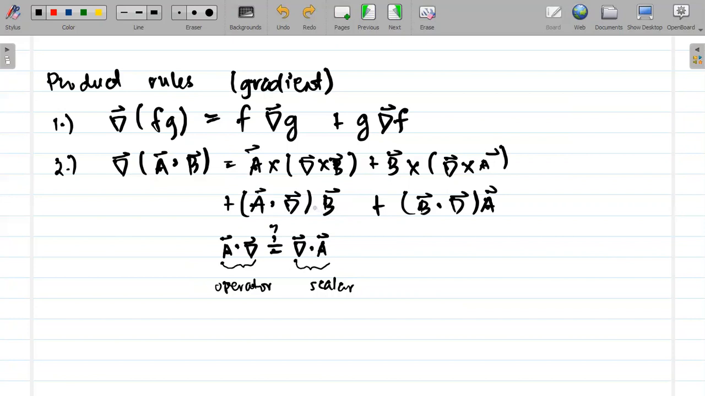Ang A dot del ay isang operator. Ang del dot A ay yung usual na divergence, so scalar yung kanyang magiging result. Same here, ang B dot del, operator yan.